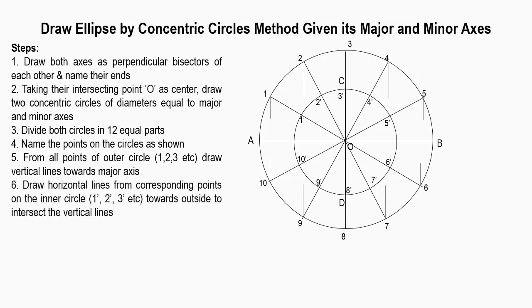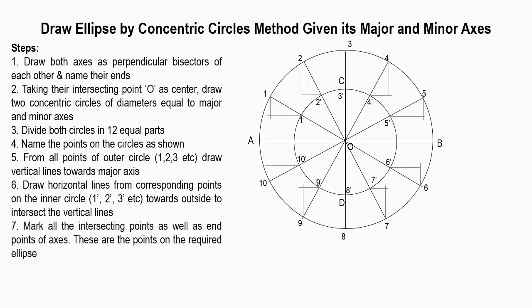After this, from all the corresponding points like 1 dash, 2 dash, etc. on the inner circle, draw horizontal lines towards outside. Towards outside means that from point number 1 dash, 2 dash, 9 dash and 10 dash, we have to draw lines towards left, and from 4 dash, 5 dash, 6 dash and 7 dash, we have to draw horizontal lines towards right. So we draw the lines like this, and these horizontal and vertical lines intersect.